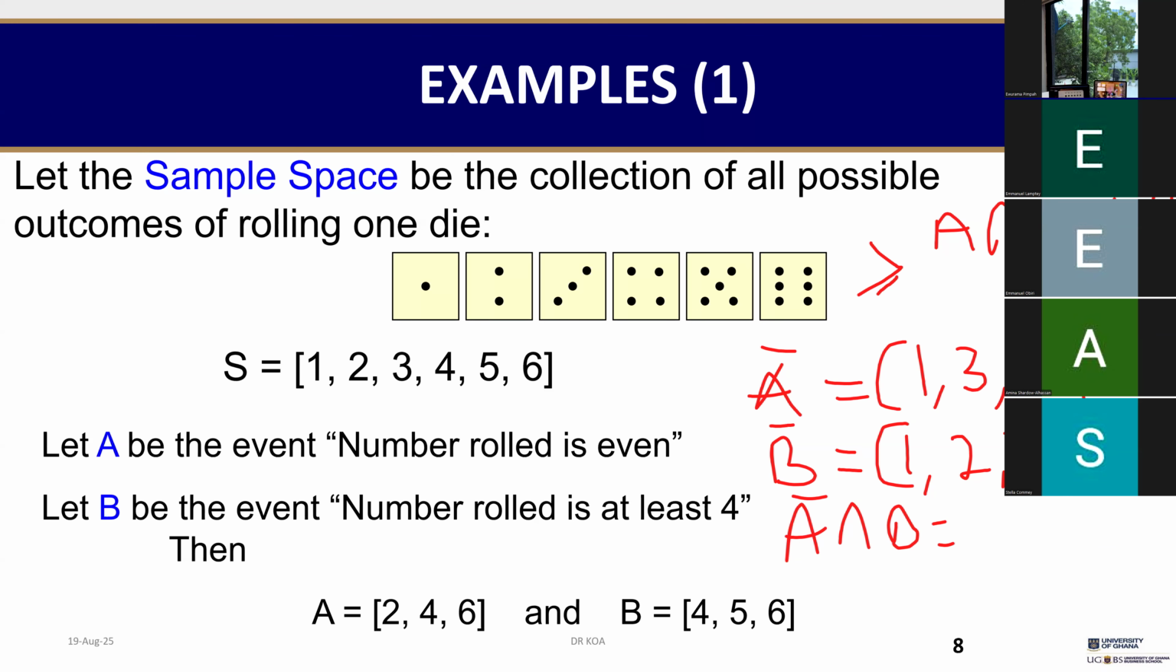Hello, sir. A complement intersection B is 1 and 3. Why? Because you're looking for the intersection, which is 1 and 3, which are common in both set A and set B. And then, hey, I've just lost my train of thought. That's why I asked you to explain.